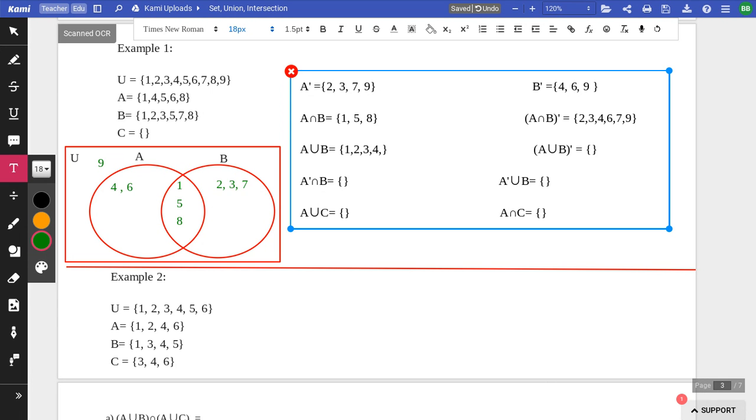And then we have 5, 6, 7, 8. And then what's not in either A or B? And that's obviously 9.